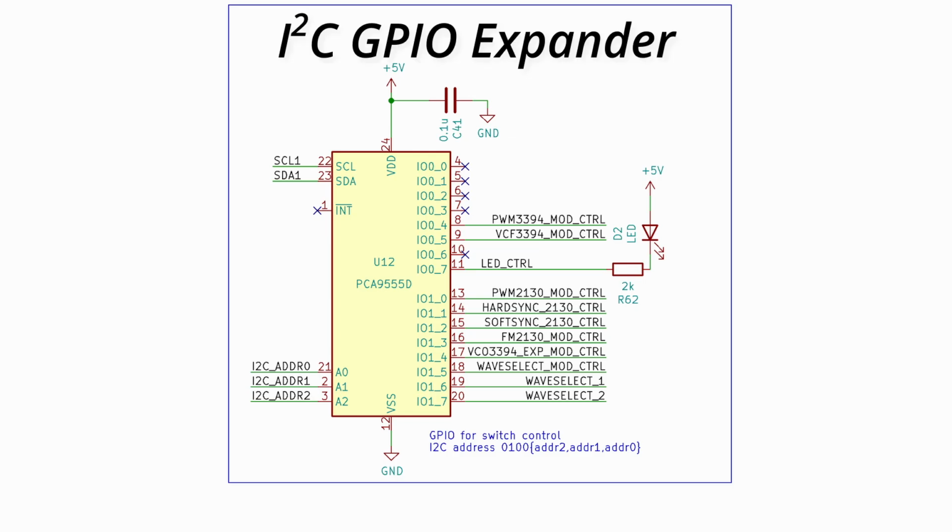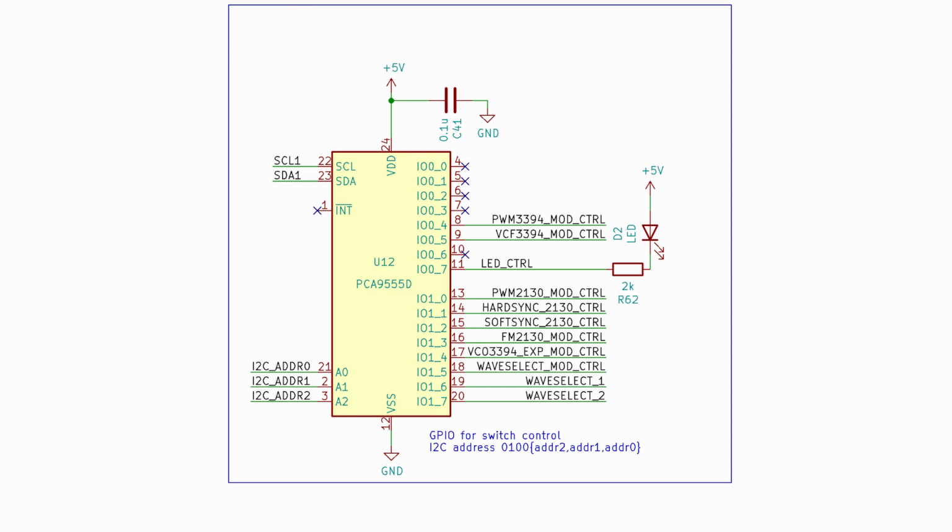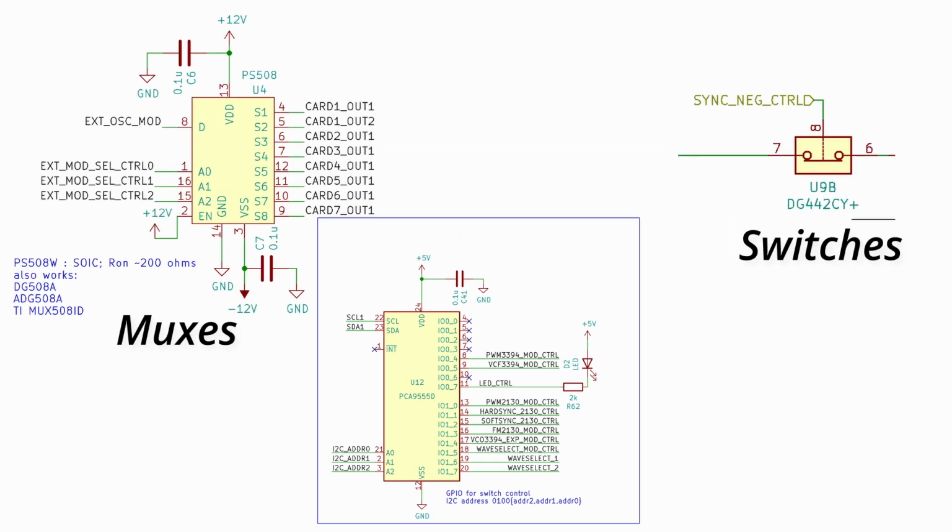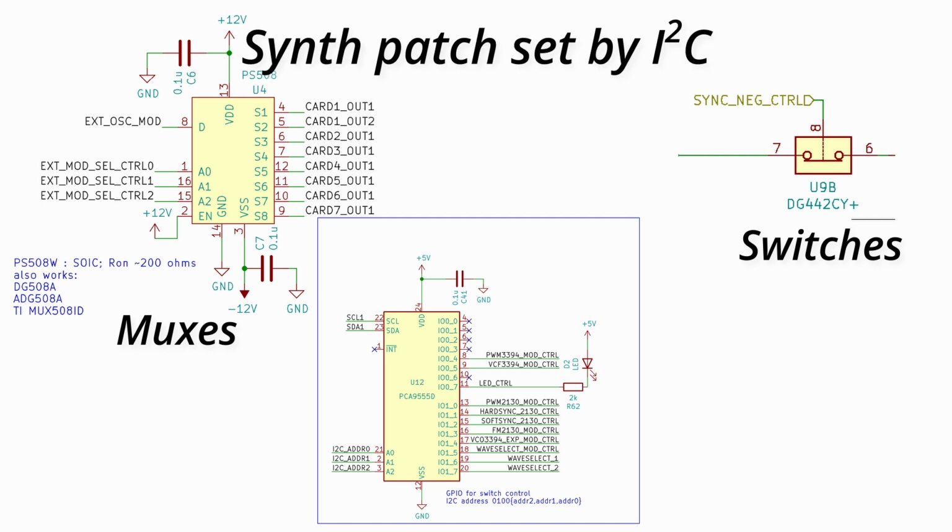Another use for I2C is controlling digital switches with GPIO expanders. The voice cards have GPIO expander peripherals, which are then used to control muxes and switching components. That's all a fancy way of saying the synthesizer patch is set up via I2C commands. The switches and muxes set the signal routing on the voice cards.